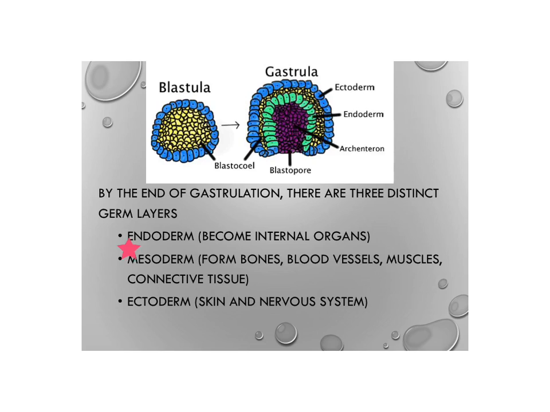We have the endoderm, the inside layer, which will become the internal organs, such as stomach, small intestine, all of that. We have the mesoderm, meso means middle, this is the middle layer, which will eventually become the bones, the blood vessels, the muscles, and the connective tissue within the body. And finally, we have the ectoderm, which is this outer layer. You can see it here in blue. The ectoderm will become the skin and also the brain and the sense organs, the nervous system.